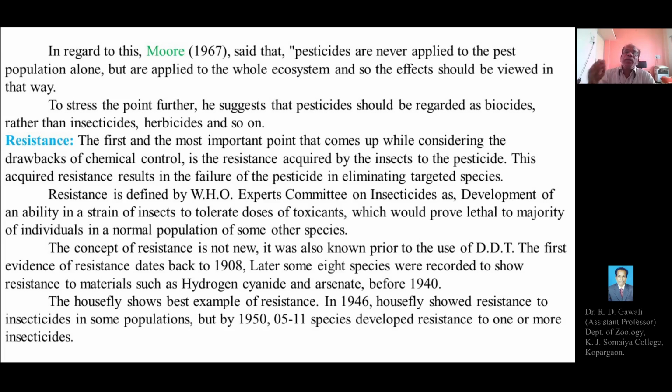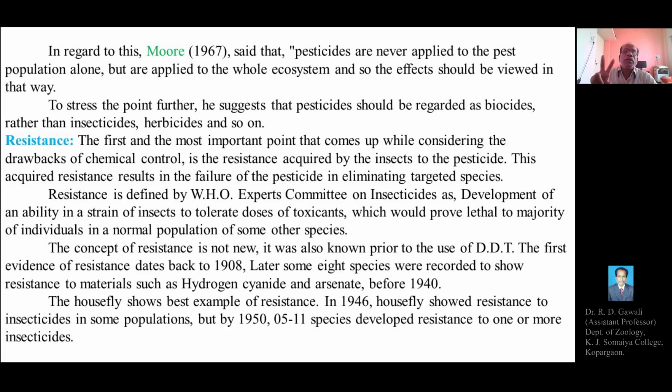So pesticides should be named as biocides, meaning the pesticides are toxic chemicals which are used for the purpose of pest control. Instead of referring to them as pesticides, they should be regarded as biocides, meaning having the ability to destroy or kill or cause the death of all living organisms, including plants, animals, microorganisms, all. Then another point, that is resistance.